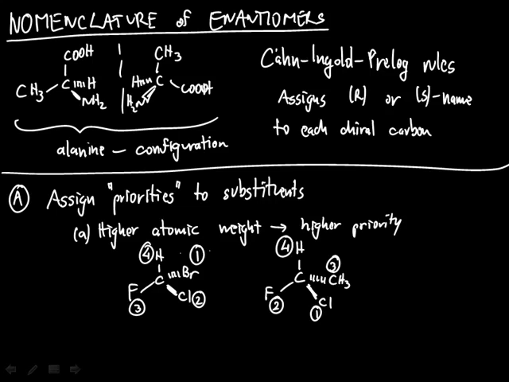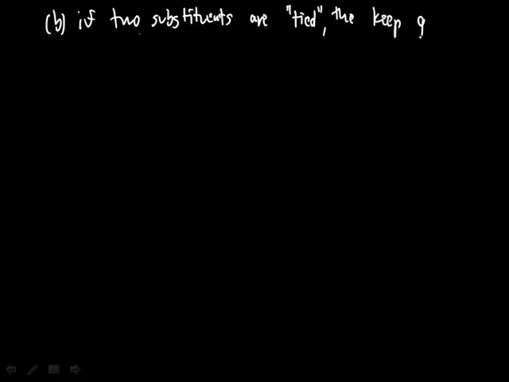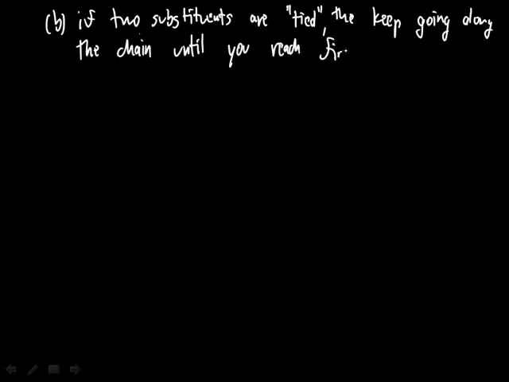Okay? But now the question, which is answered by the second sub-rule, is what if we have a tie? If two substituents are both carbon-based, so if two substituents are tied, then we keep going down the chain, comparing not the directly attached atoms, but the second, third, and so forth, until we encounter the first point of difference.